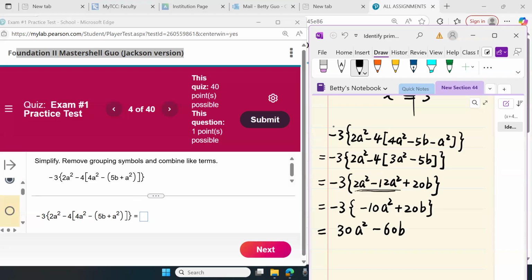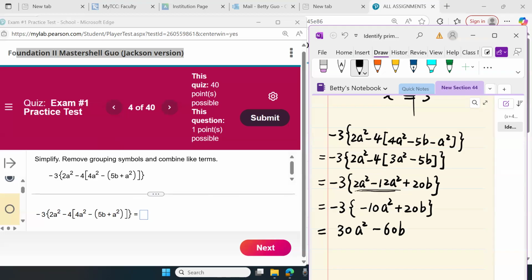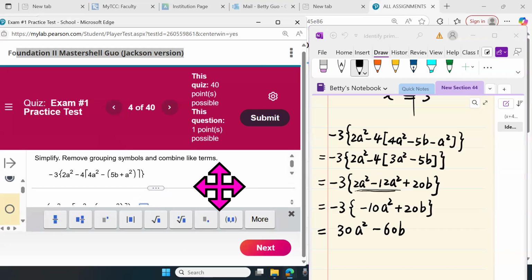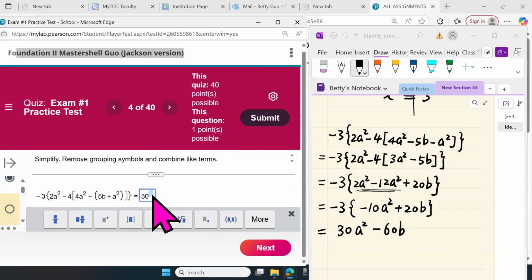You would have to enter the expression right here. It's not a multiple choice question. We would have to type 30a squared minus 60b.